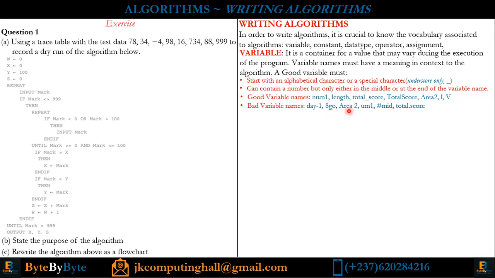Area 2, due to the fact that there is a space, in case it is a program, the compiler will understand that area is a variable and will consider 2 to be a variable, and since it cannot be the case, you are going to have an error.